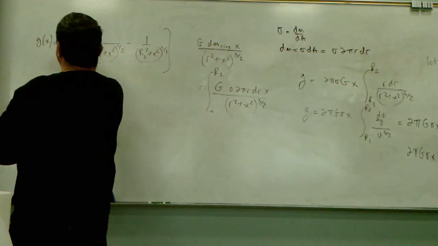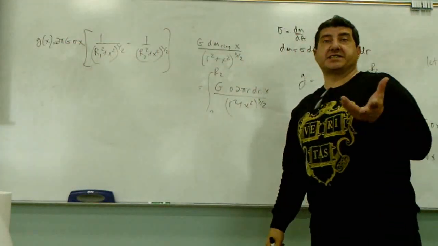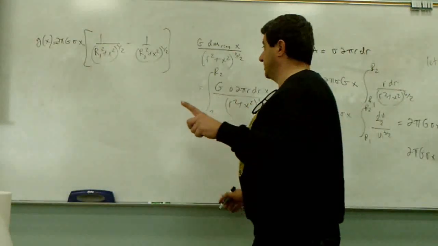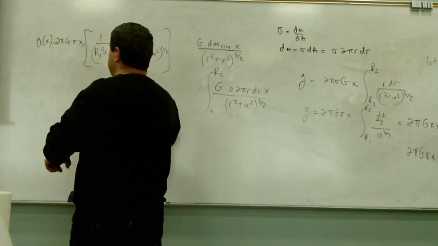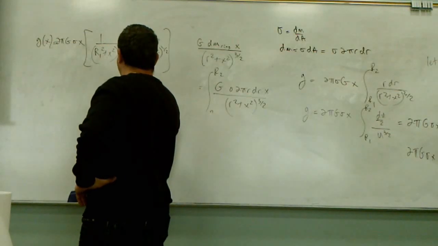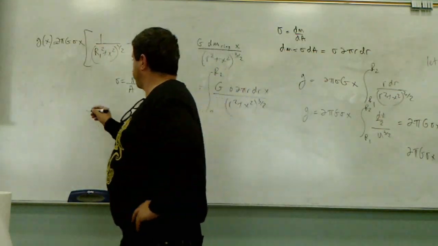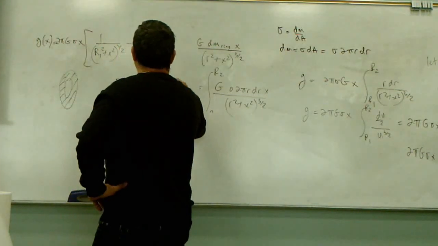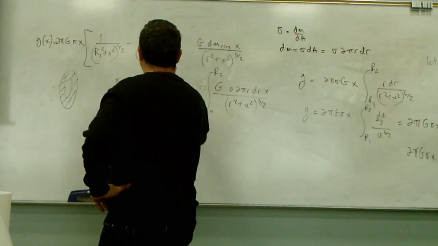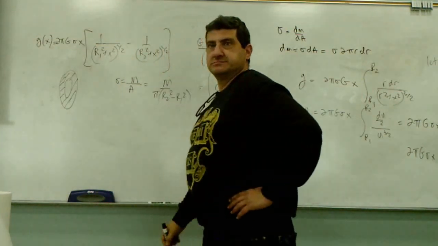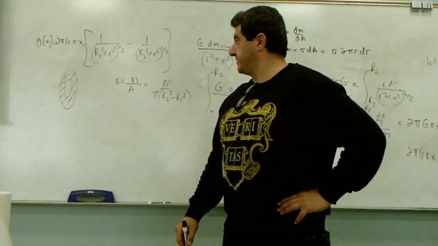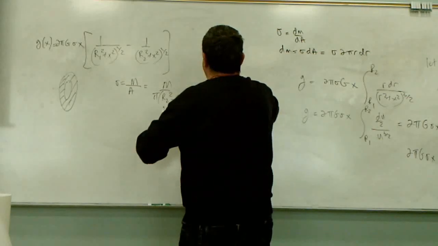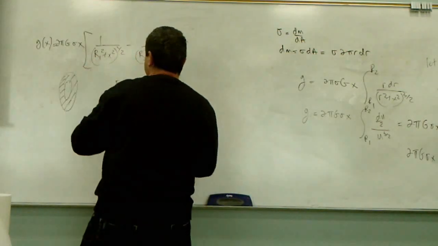One other thing we need to do is get rid of the sigma. Sigma is the surface mass density, so it's going to be the mass of the planet divided by its surface area. Okay, so what is the surface area here? The surface area of this guy, right? So it's going to be pi times r2 squared minus r1 squared. That's the surface area of the planet, if it's a ring plate, right? So then we substitute that over there.